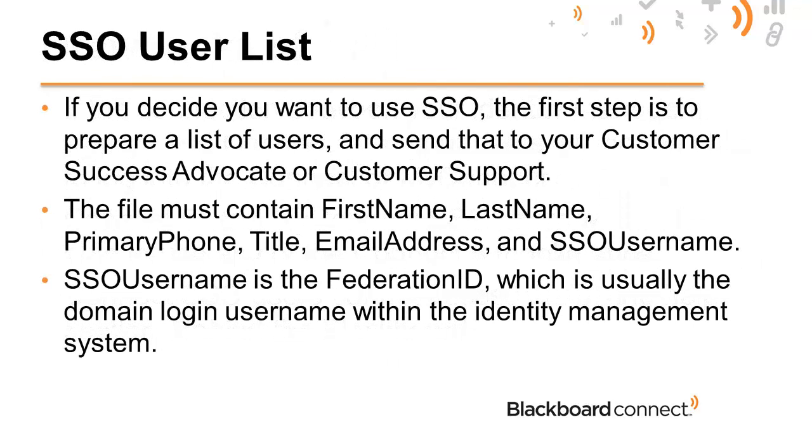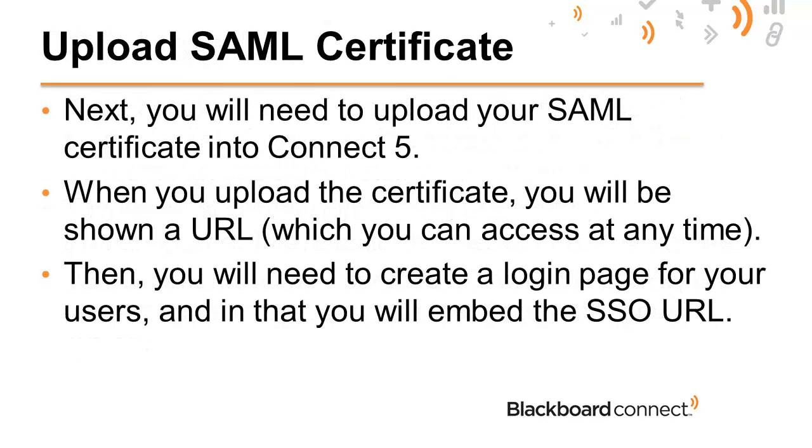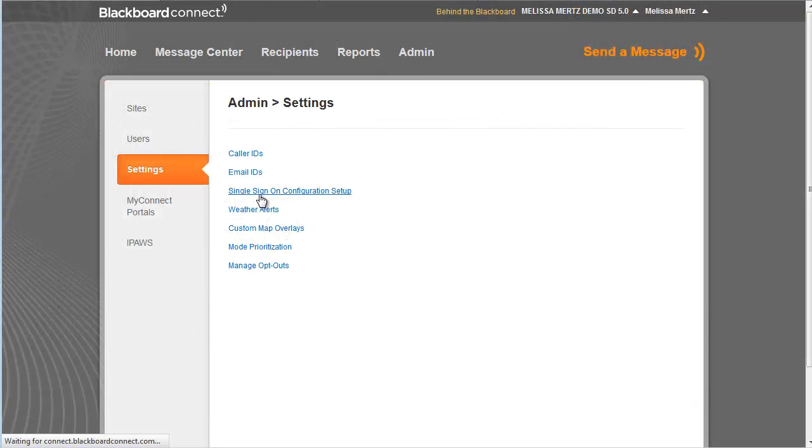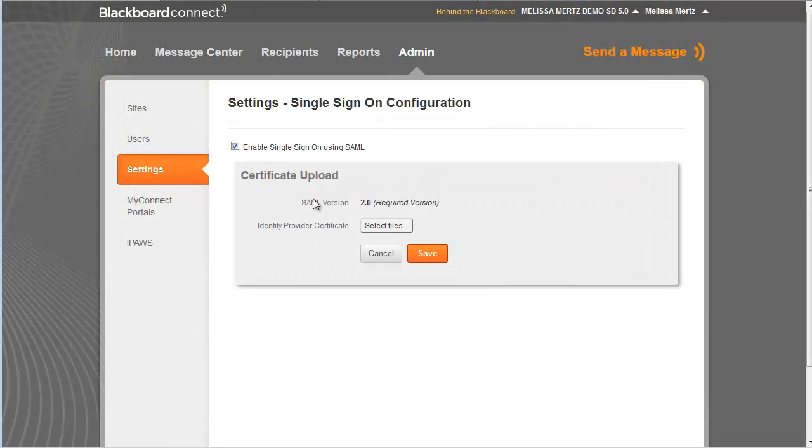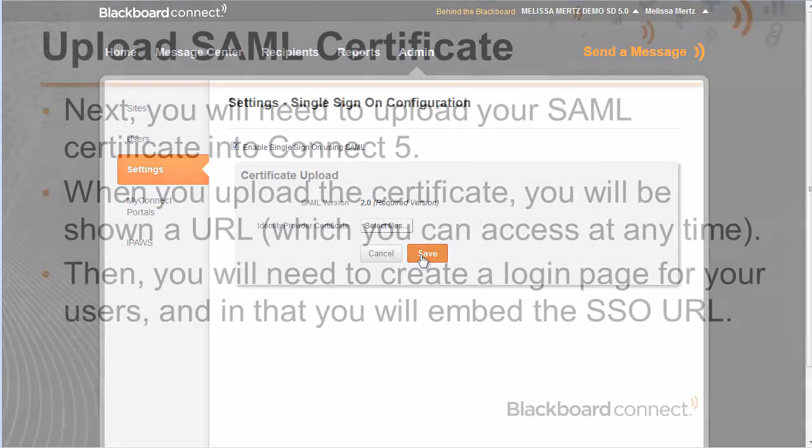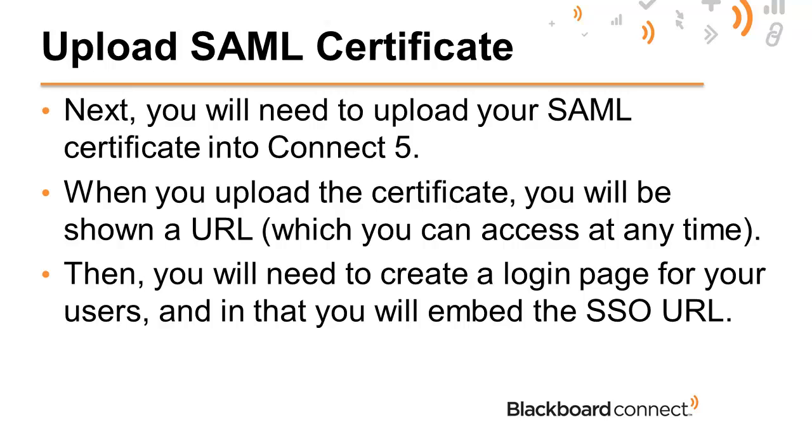If you decide you want to use Single Sign-On, the first step is to prepare a list of users and send that to your customer success advocate or customer support. The file must contain first name, last name, primary phone, title, email address, and SSO username. SSO username is the federation ID, which is usually the domain login username within the identity management system. Next, you will need to upload your SAML certificate into Connect 5. When you upload the certificate, you will be shown a URL, which you can access at any time. Then you will need to create a login page for your users, and in that you will embed the SSO URL.